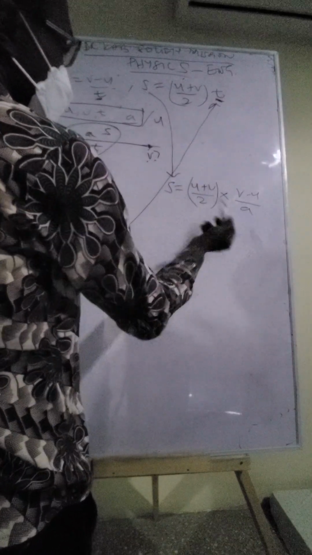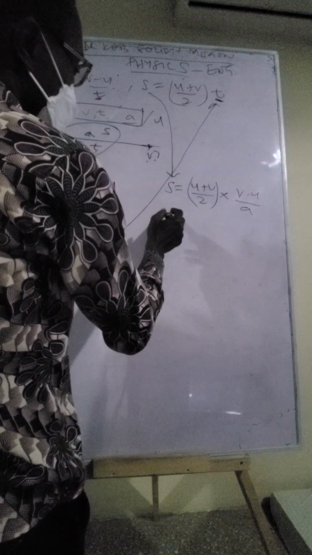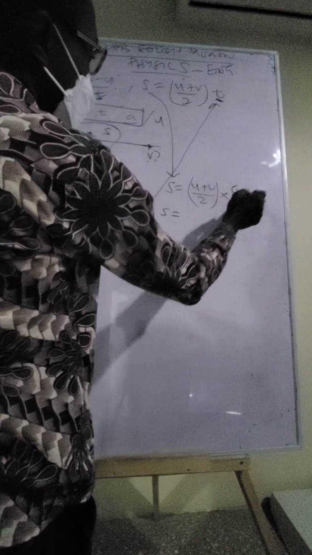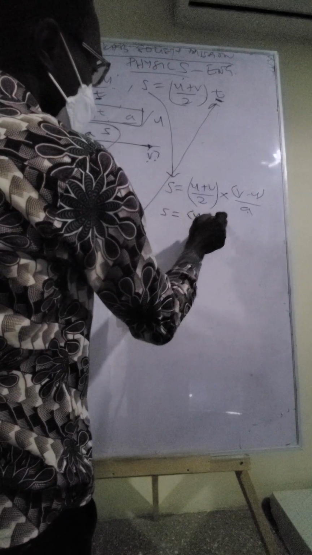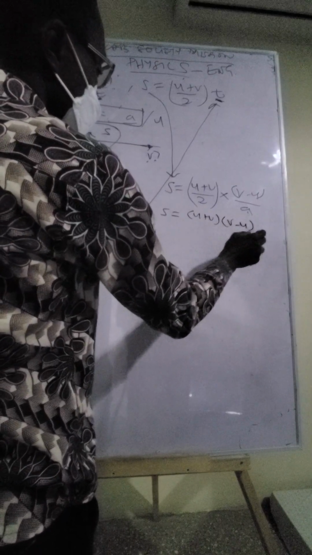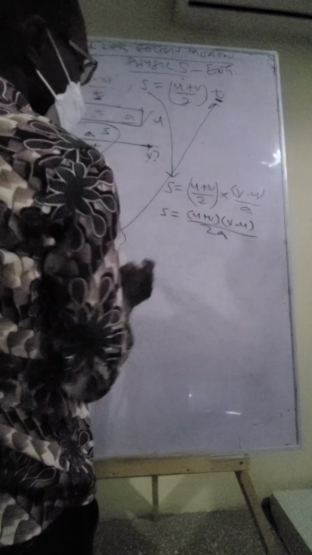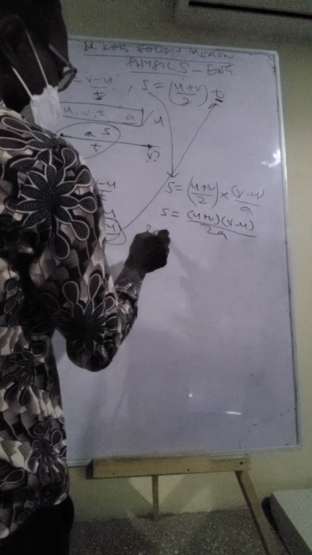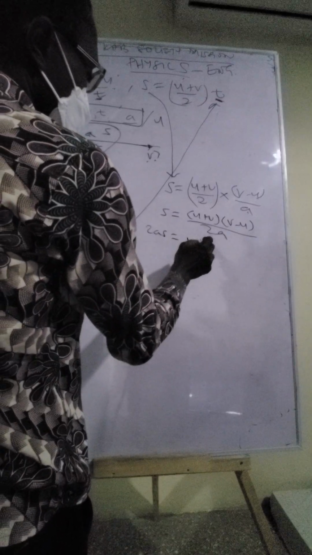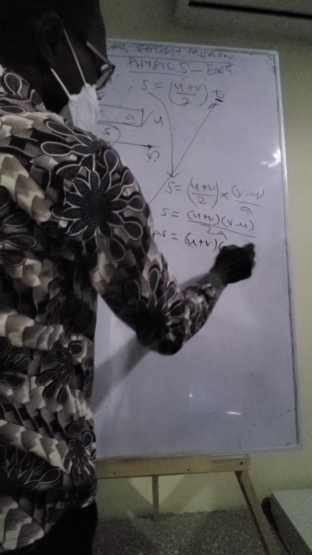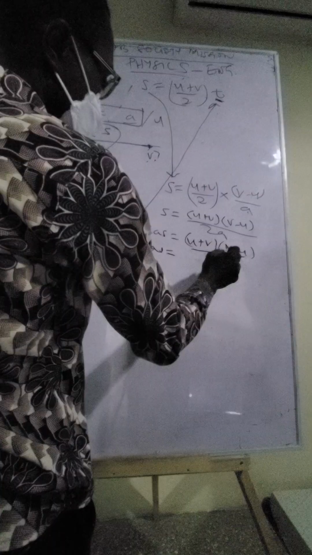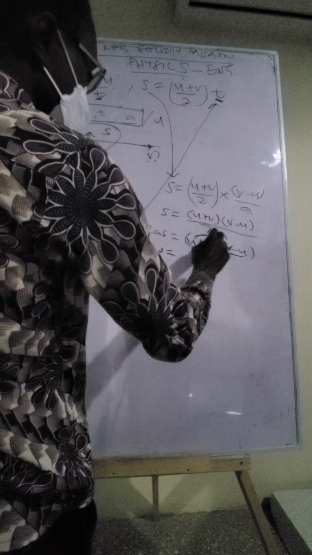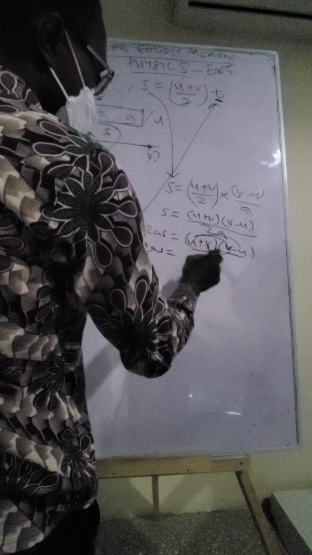Once you get this equation, you can simplify it. If you are simplifying it, you are going to get S is equal to this one times this times that, because it's multiplication, top times top, down times down. So this is going to give us U plus V times V minus U over 2A. 2 times A is 2A. This is the same as 2AS is equal to U plus V times V minus U. Now we can use the distribution method, and from your math, this will multiply that, and this will multiply that.